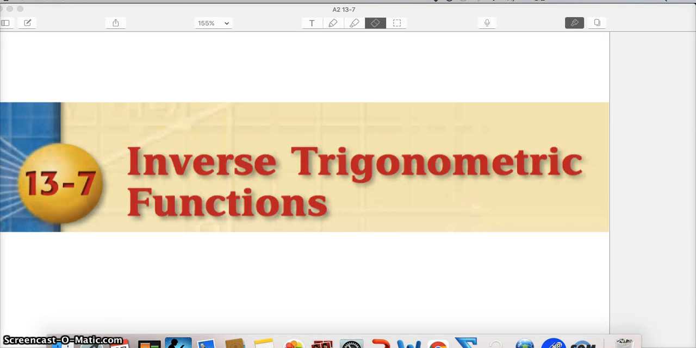Hey, Algebra 2, here we are in Chapter 13. We're looking at 13.7, Inverse Trigonometric Functions.